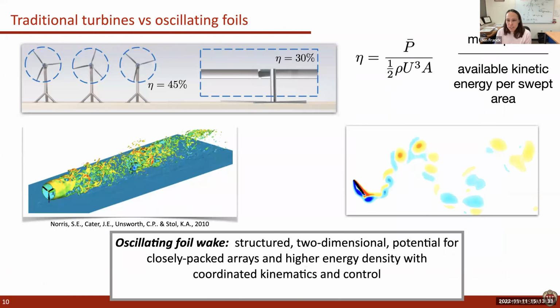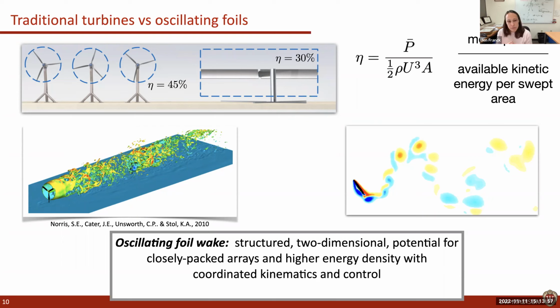So first, just a few other features of these oscillating foils. How efficient are they? If we compare them side by side with these axial flow turbines, their single device efficiency is about 30% hydrodynamically efficient, whereas the axial flow turbines are about 45%.